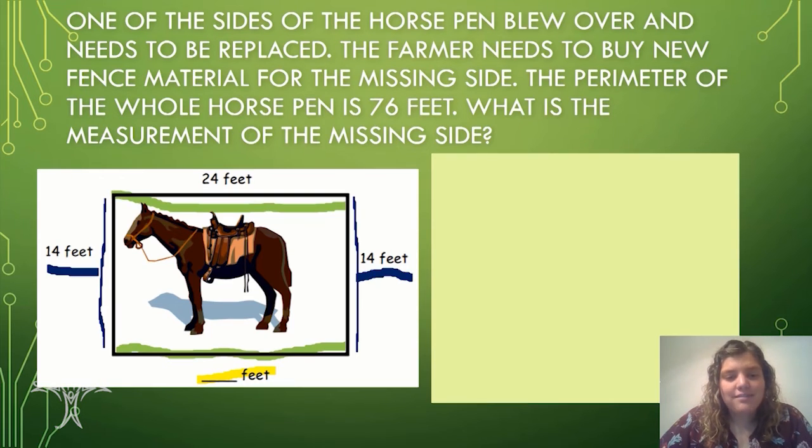If you said 24 feet, you are correct. Great thinking. If you want to come back and just solve it using the math, take 76 minus 14 minus 14 minus 24 and see if it equals 24. You can do that later, but we're going to go ahead and move on to talk about an irregular shape.